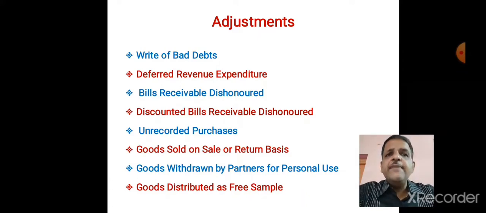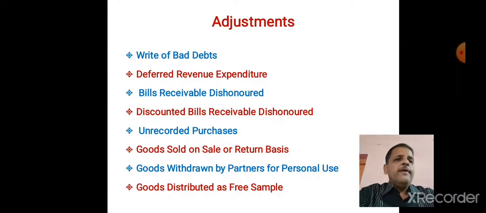In another case, if discounted bills receivable are dishonored, what do we have to do? From the bank balance given on the asset side, we have to deduct the amount of discounted bills receivable and add it to the debtors on the asset side. Let us see one adjustment: discounted bills receivable of rupees 15,000 is dishonored. What do we have to do? Deduct 15,000 from bank balance and add 15,000 to sundry debtors on the asset side of the balance sheet.